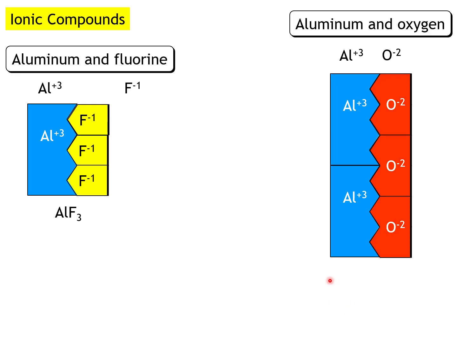You can also add up the charges. So here we have a total of +6 from the 2 aluminum and a total of -6 from the 3 oxygen. So then we say, all right, well, we have 2 aluminum and 3 oxygen, so the formula would be Al2O3.